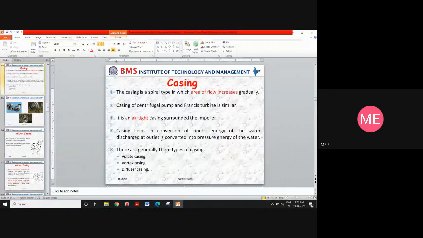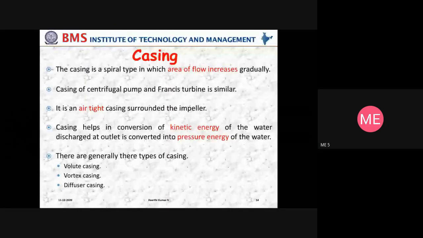The casing helps in the conversion of the kinetic energy of the water discharged at the outlet into pressure energy of the water. That means its function is to convert the kinetic energy of the water into pressure energy. Then there are generally three types of casing: volute casing, vortex casing, and diffuser casing. This is important. They will ask you to draw a neat figure of the different casings.